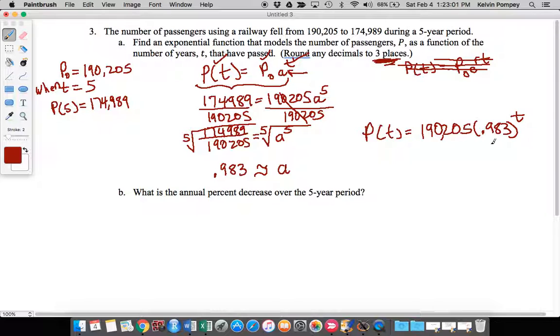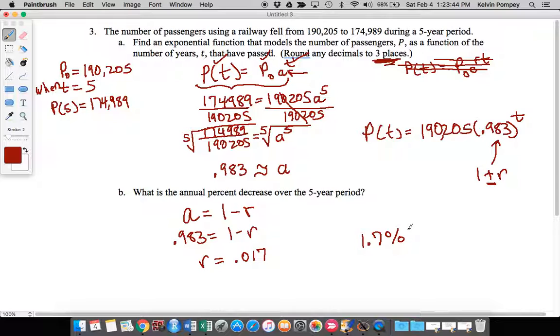Part B says, what is the annual percent decrease over the 5-year period? All right, my annual percent decrease, if I'm using this formula, is going to be coming from this equation right here, right? Because we always know that A equals 1 plus r, or it'll equal 1 minus r, depending on if we have growth or decay. We use the minus when we have decay, and so that's what we have here. Okay, and so I have that 0.983 equals 1 minus r. All you have to do is subtract 0.983 from 1, and then you're going to get that r equals 0.017.